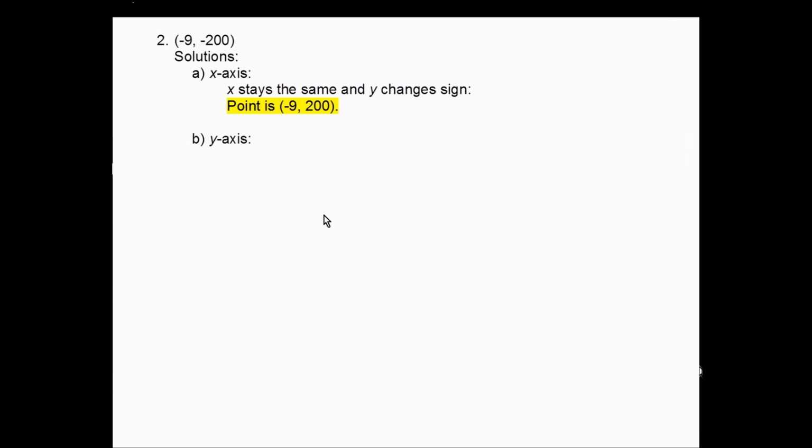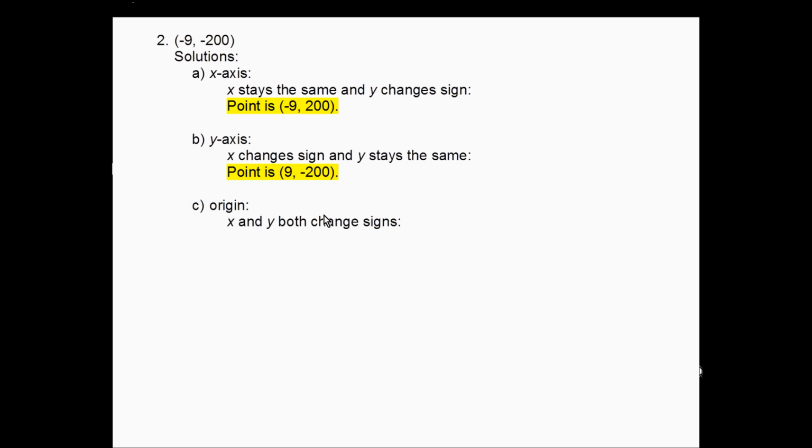For part B, the y-axis. Remember, x changes sign, y stays the same. So my point is going to be 9, negative 200. And now for the origin, remember for the origin, they both change sign. So x changes sign, y changes sign. So I'm going to have 9, 200. Remember, for the symmetry with respect to an axis, the other variable changes sign. For symmetry with respect to the origin, both variables change sign.